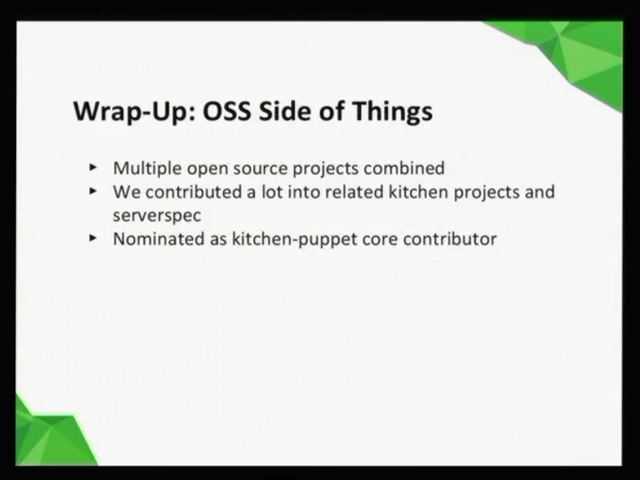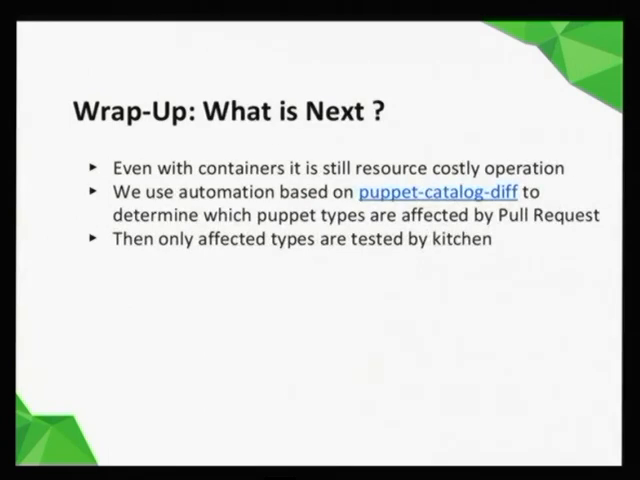So, open source side of things. Actually, all the things I described didn't come for free. We were missing a lot of features, and we were adding them in all the projects I mentioned. We have at least one patch in, and it was a great experience to become a Kitchen Puppet core contributor. Small project, but I'm very, very proud of it. So we contribute a lot to upstream. So what's next in this story?